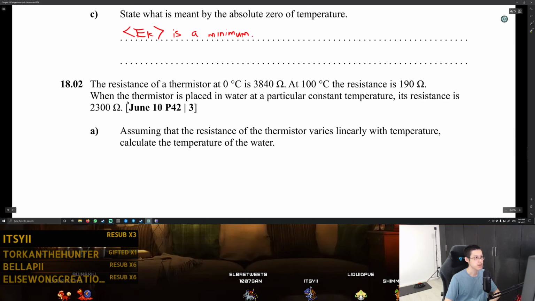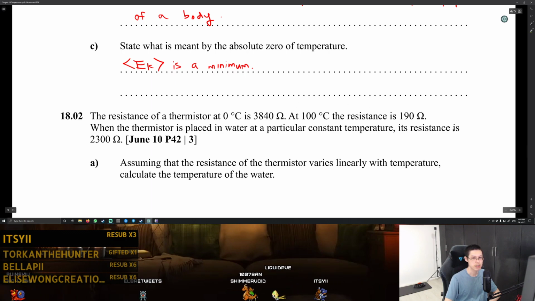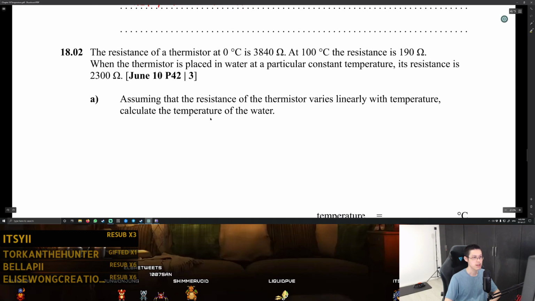Okay, let's look at question 2. The resistance of a thermistor at 0 degrees is this value. At 100 degrees, you get this value. When the thermistor is placed in water at a particular constant temperature, its resistance is 2003. Assume that the resistance of the thermistor varies linearly with temperature. Calculate the temperature of the water.